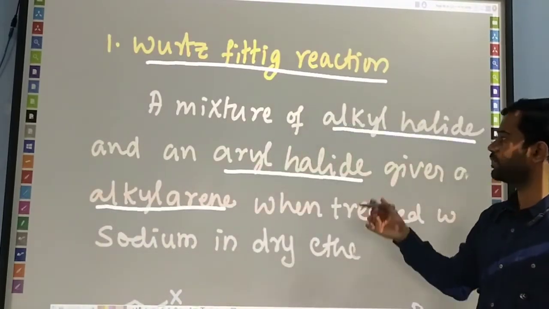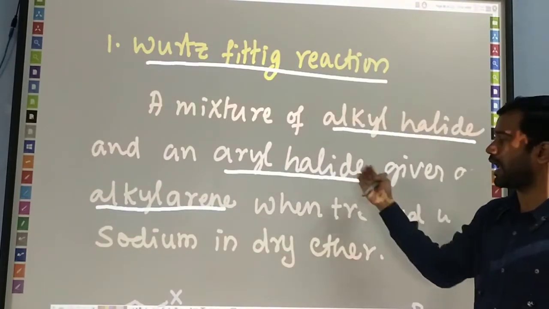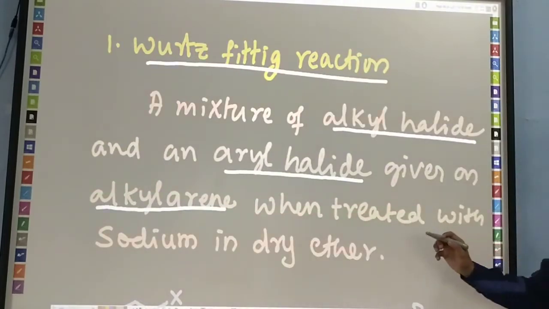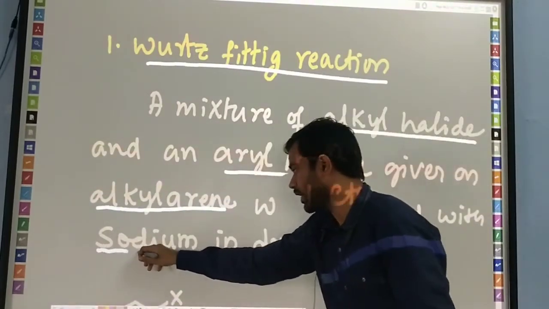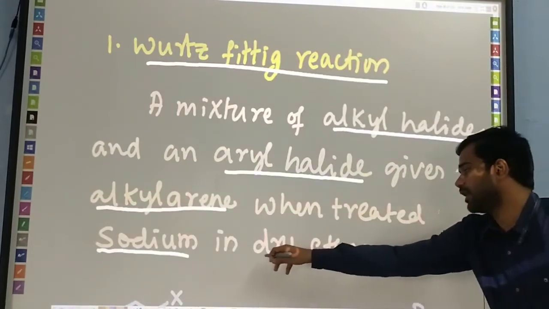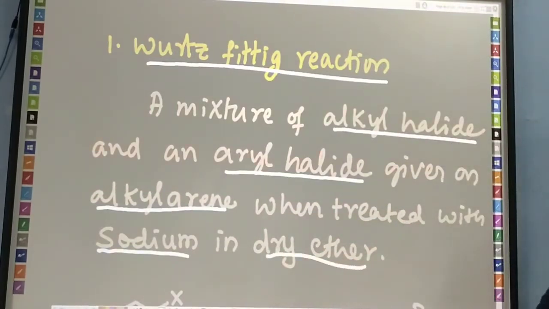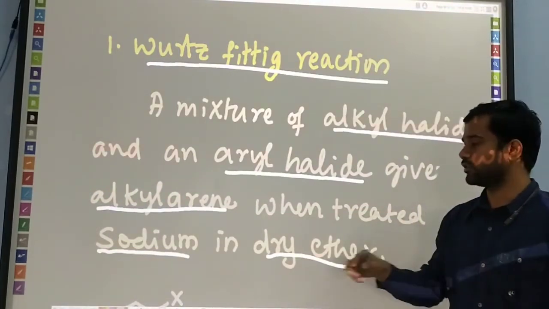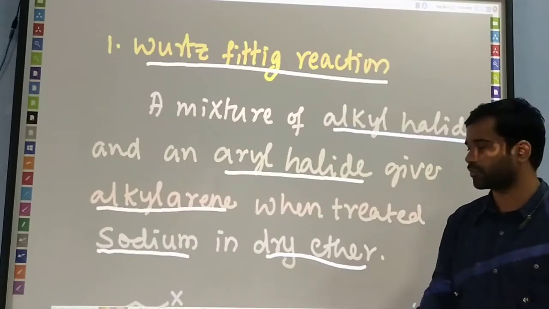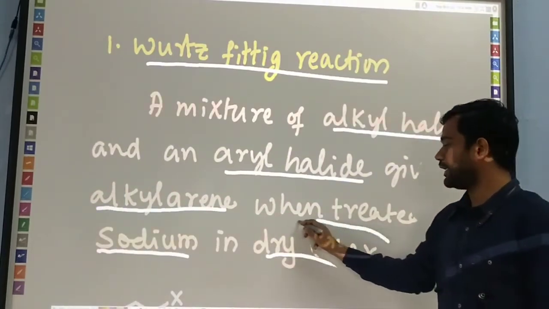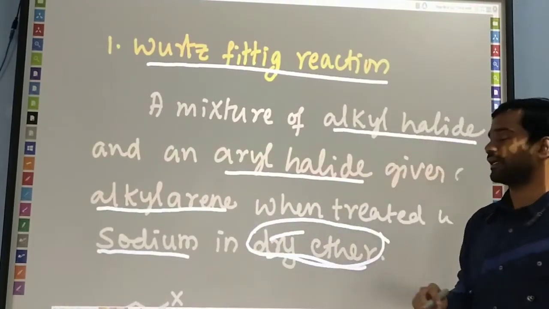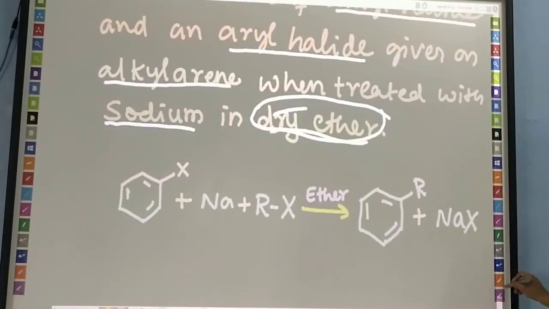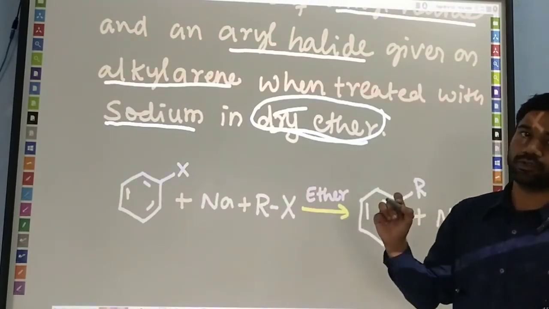There is a combination between alkyl halide and aryl halide to form the alkyl arene when treated with sodium, a very highly reactive substance, in the presence of dry ether. Where do we have to take the dry ether? Moisture must not be present, because sodium is a highly reactive element. That's why we must always consider the ether to be dry, not moist, in the case of the Wurtz-Fittig reaction.